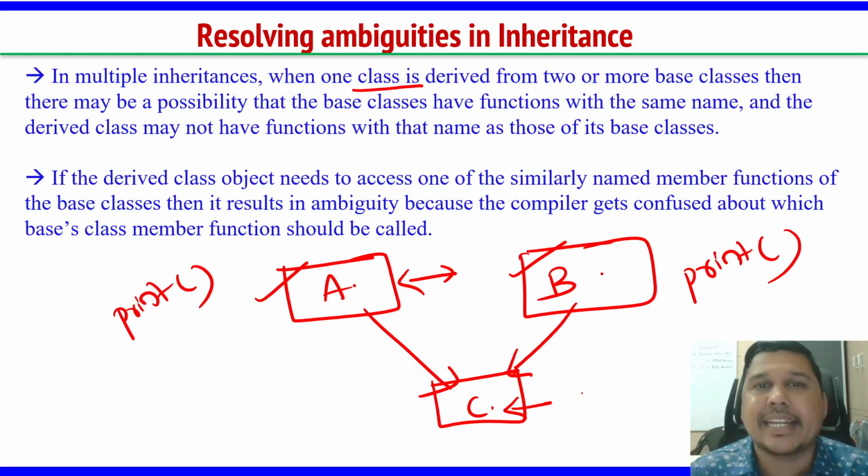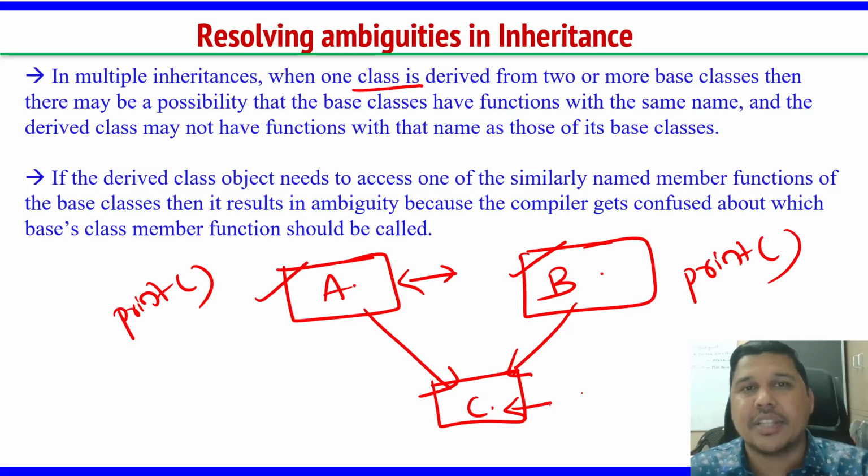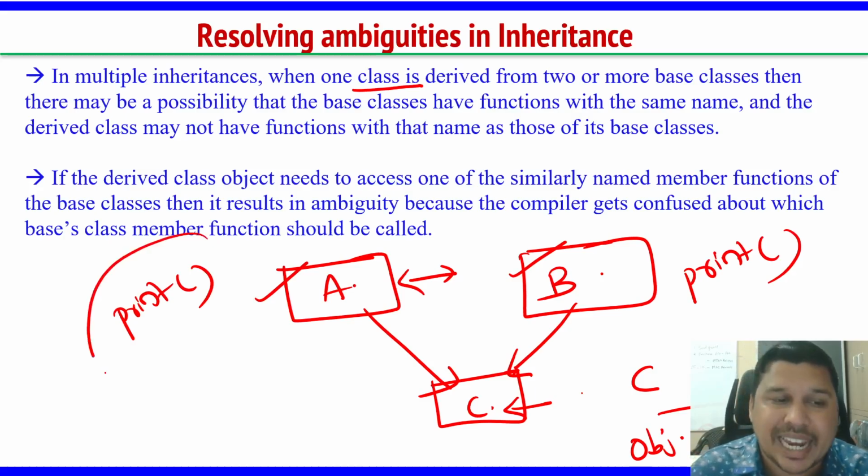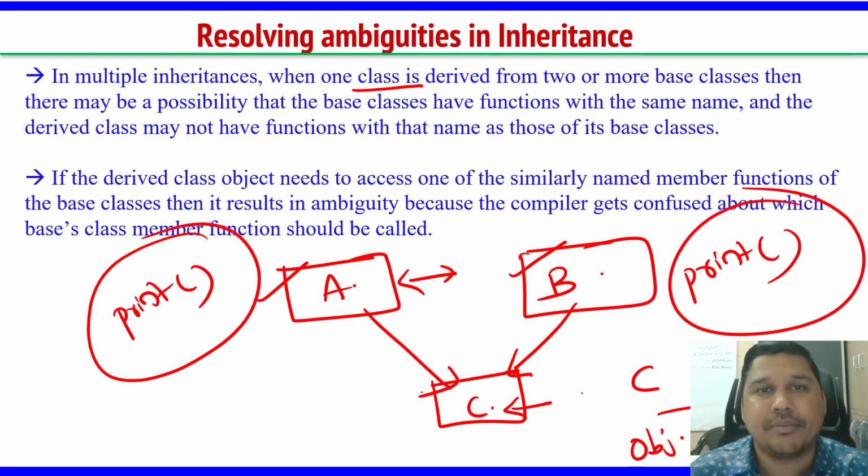Whenever we are talking about inheritance, we are saying that the child class object can inherit the properties of the parent class, meaning the child class object can access the functions of the parent class. So I'll be creating an object cobj. Fine, I have created an object for class C. After creating the object for class C, if I write obj.print, which print should it call? Should it call class A's print or class B's print? That is the point here. Why? Because class C is derived from both A and B. Multiple inheritance.